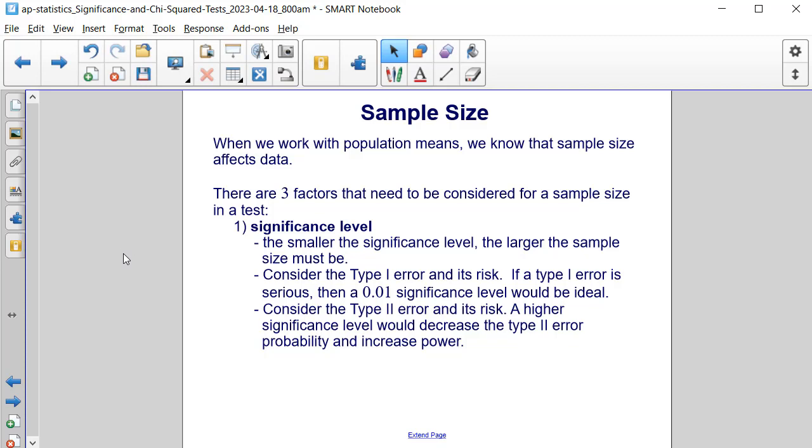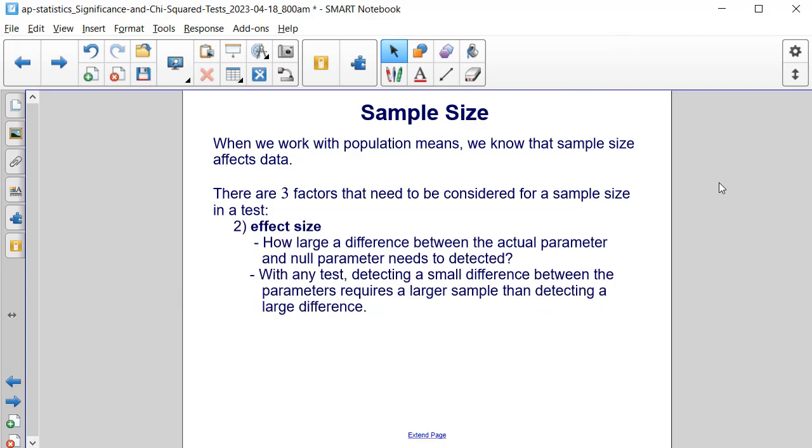Consider the type 1 error and its risk. If a type 1 error is serious, then 1/100th or 1% significance level would be ideal. Consider the type 2 error and its risk. A higher significance level would decrease the type 2 error probability and increase the power.